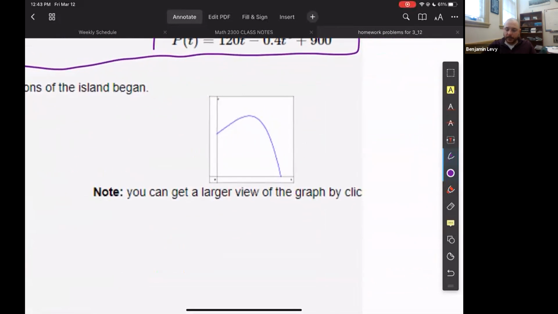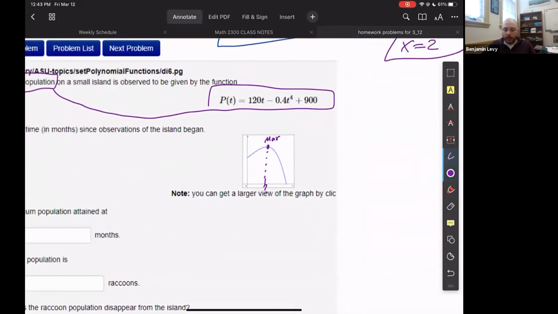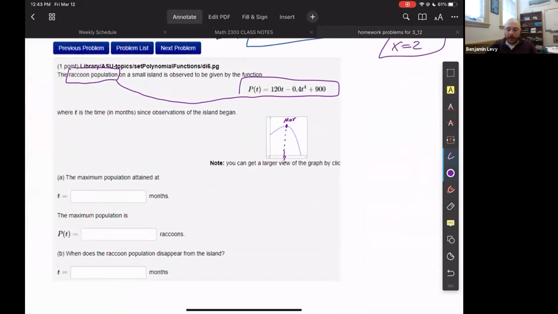And so we're asked some questions about it. There's obviously a max right there. We're trying to figure out where that is. And that's what this problem's about, right? So now we're applying what we know to a problem that has meaning. And so there's three questions. There's finding the max, where's the t value. There's finding what the max actually is. And then where does the max go away, right? So two of those things are t values and one of them is a p value.